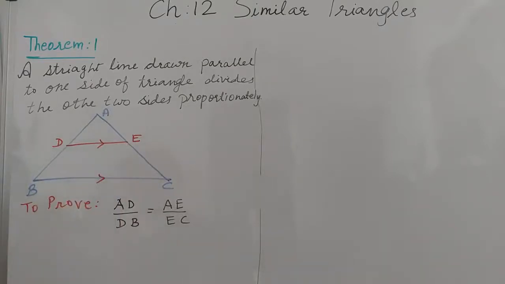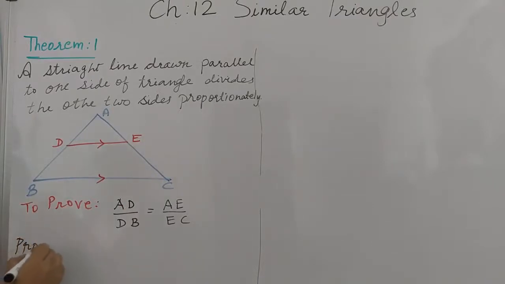Means what we are given here, we are given that in triangle ABC, DE is parallel to BC. Parallel means, you all know, the distance between them at any point is always the same. So DE parallel to BC, and we want to prove that AD upon DB, AD means this and DB, is equal to AE upon EC. So now let us start with our proof.